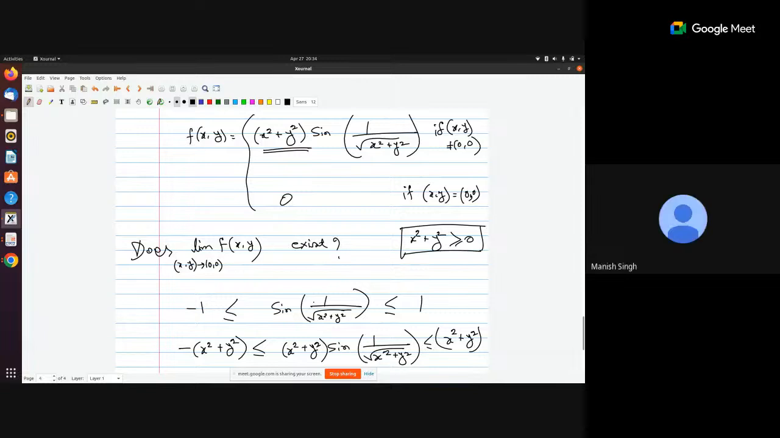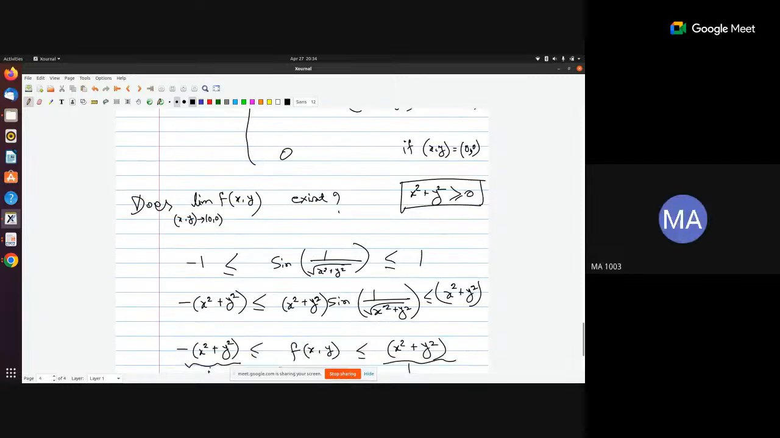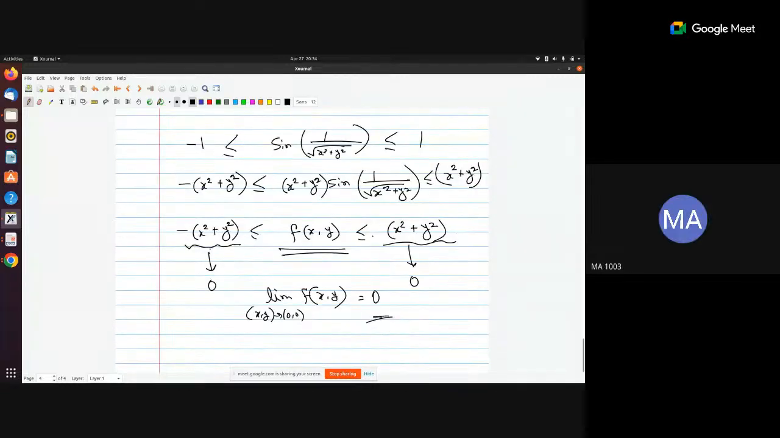Is it clear? X square plus y square is always zero. Yes. Tell me. Why is this x square plus y square zero always? Hey, x square plus y square is not zero always. The limit of x square plus y square when x, y tend to zero is zero. Okay. Correct. This is clear, no?